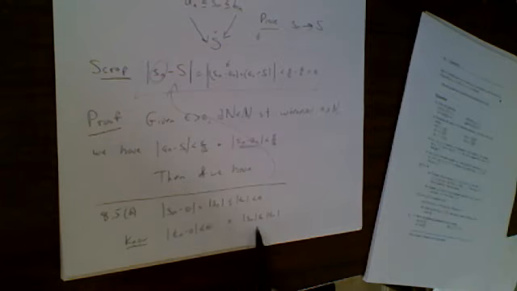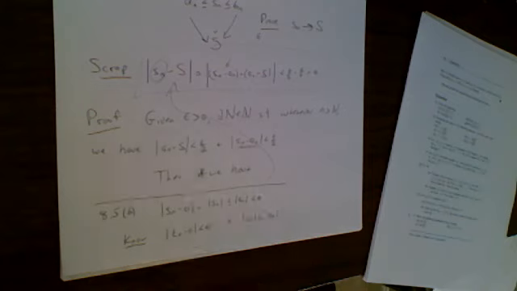So here's the story, without writing all the details. I want to show that this sequence converges to 0. That means I can make this absolute value less than epsilon. But this absolute value is the absolute value of the S sub n's. We're given that the absolute value of the S sub n's are less than or equal to the absolute value of the T sub n's. And we know we can make the absolute value of the T sub n's less than epsilon.